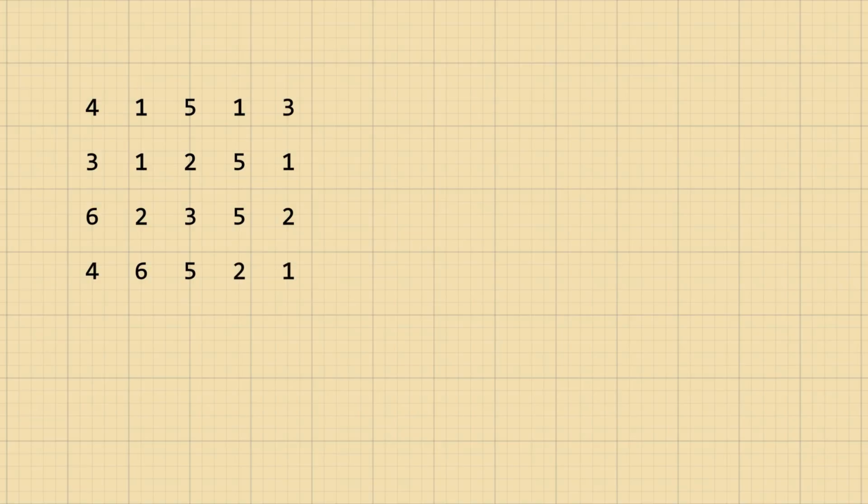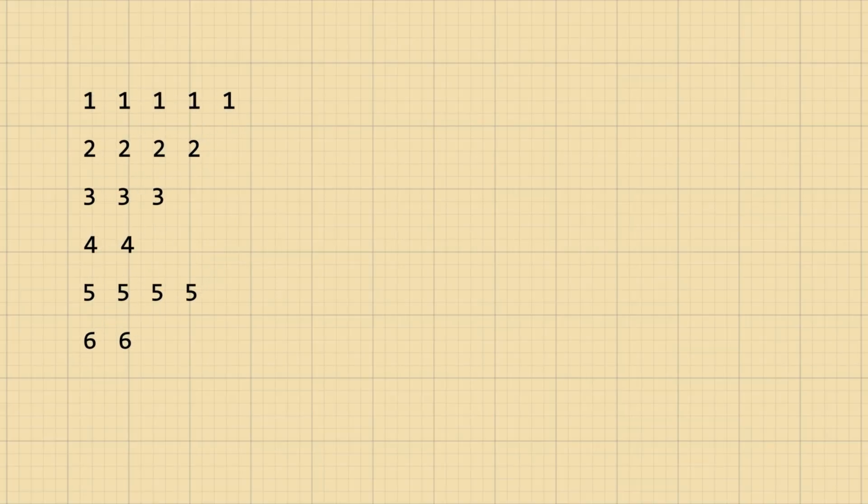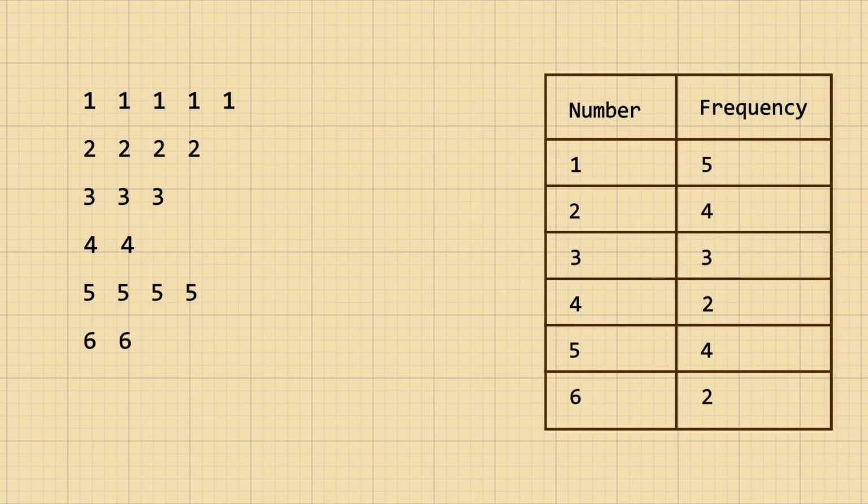At first, it seems messy, but if I arrange it in ascending order, it becomes a lot easier. When I organize the results in a table, I might see something like this. I got 1 5 times, 2 4 times, 3 3 times, and so on.